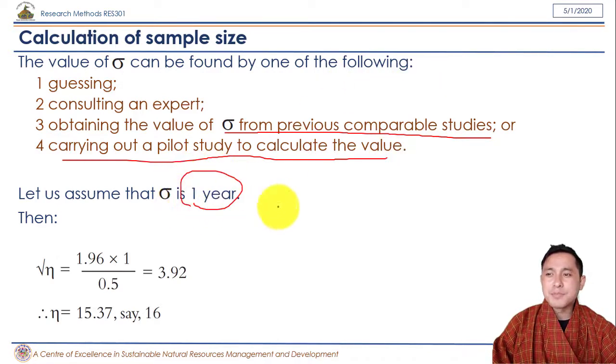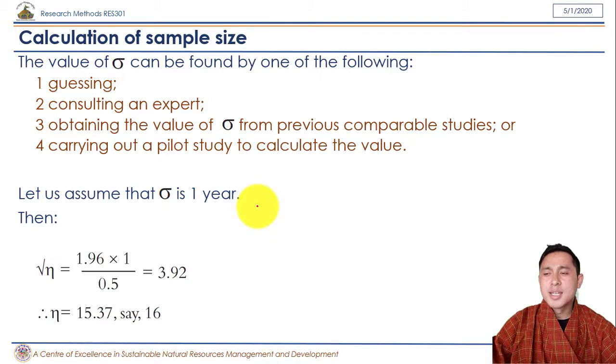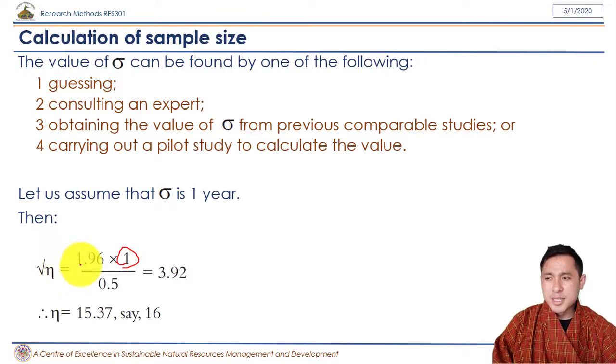That means in forestry year 1, by year 3, it can either go till 23, or it can either go till 21. That's the standard deviation, or that's the variation. So I just saw that it's 1, and I replaced 1 over here. So 1.96 into 1 divided by 0.5. Then I got this one.